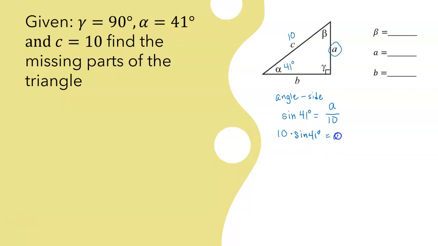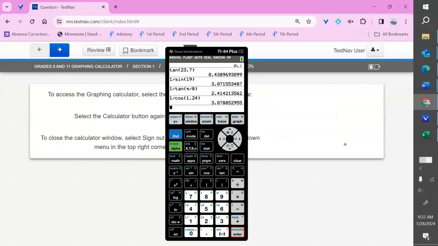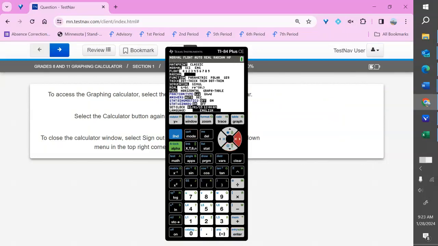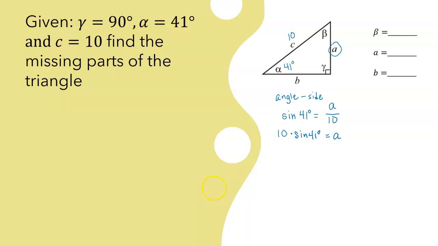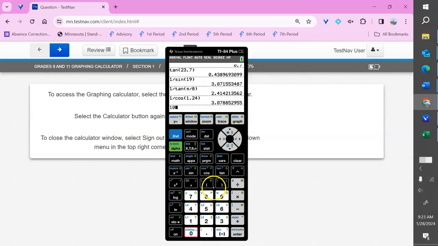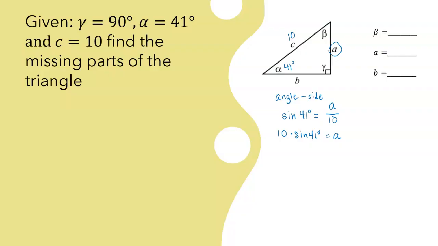Make sure you're in the correct mode. So I'm going to go back to my calculator. My mode right now is radians, so I'm going to change it to degrees. And I'm doing 10 times sine of 41. 6.561.